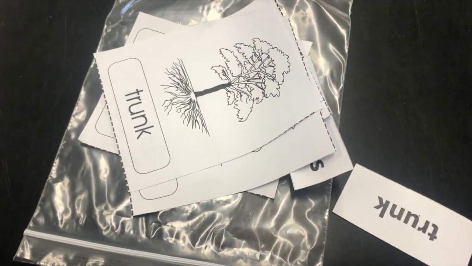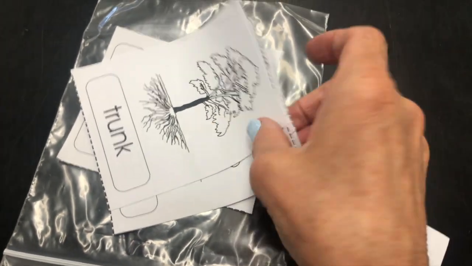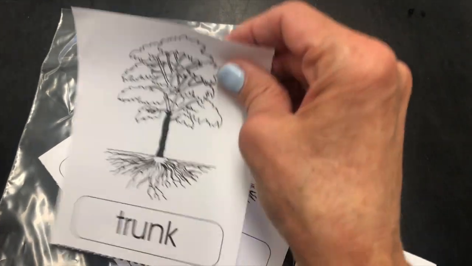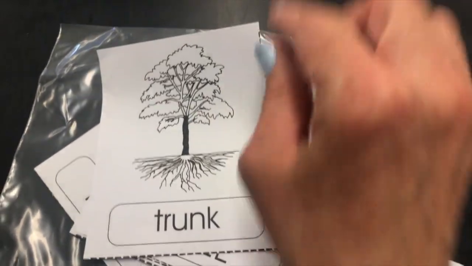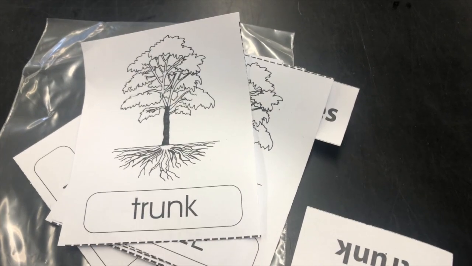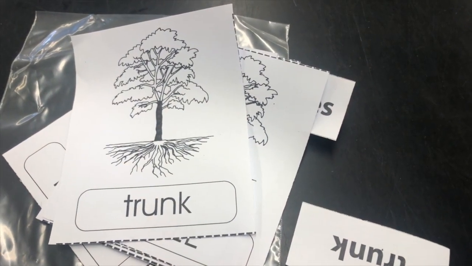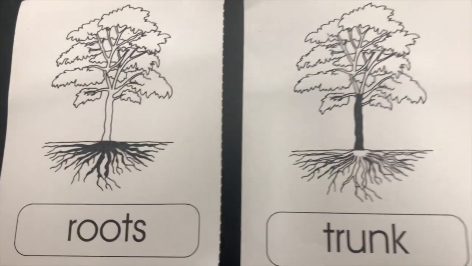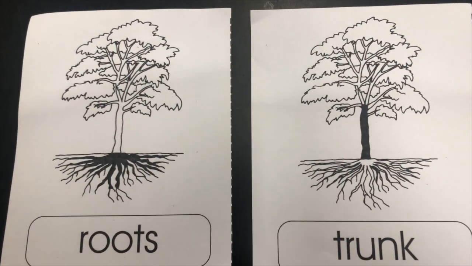Boys and girls, in your bag, there was a little plastic bag that had a picture of a tree, and the words are listed there. Could you please get that out of your science kit? We are going to play a matching game. I want you to look closely at these pictures of the tree.